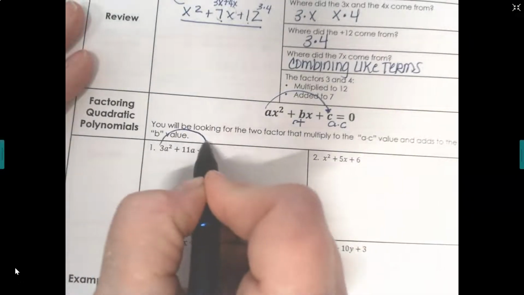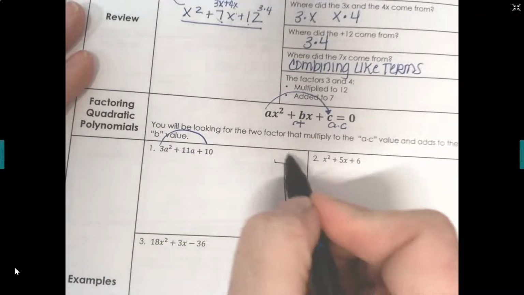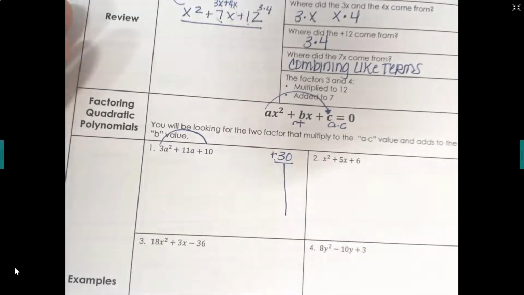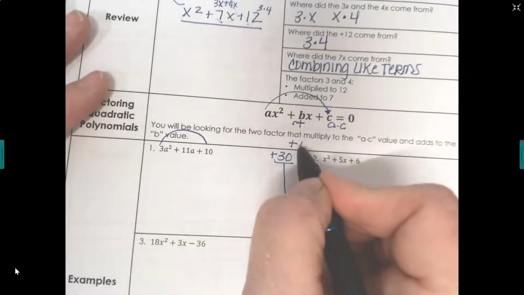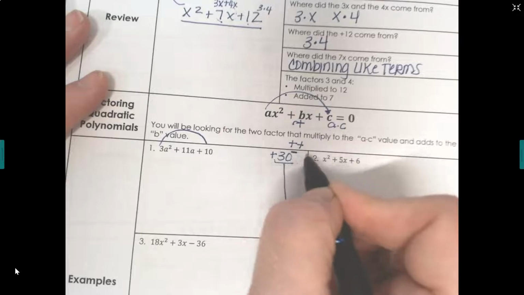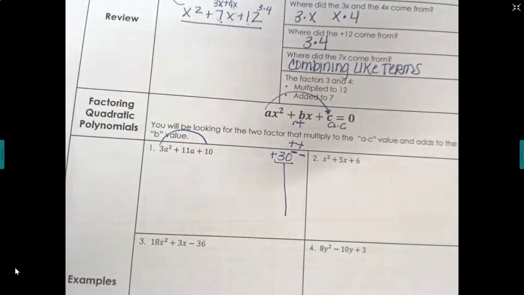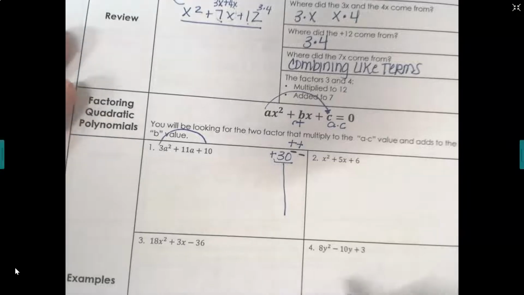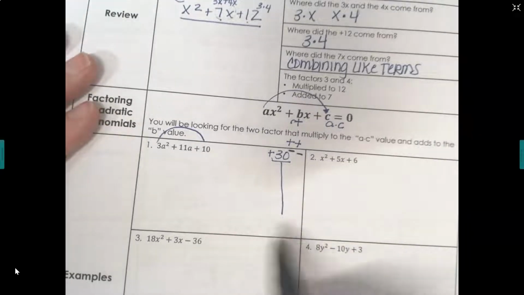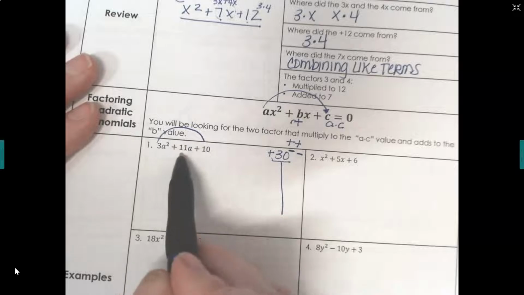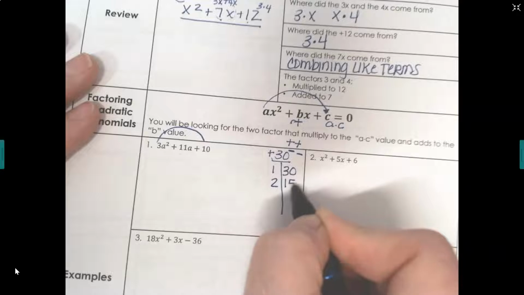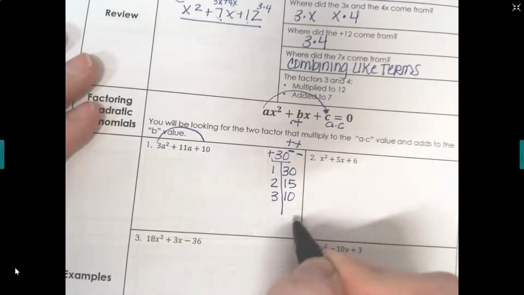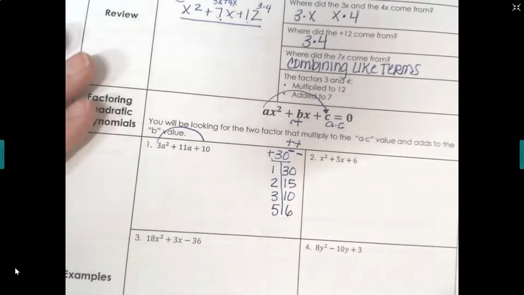All right, so let's give this a try. If I multiply a times c, that's 3 times 10, I get 30, and this is a positive 30. The only way to get a positive number through multiplication is multiplying two positive numbers, or multiplying two negative numbers. So we're going to look through this and decide which these have to be. We're going to make a list of all the factors of 30 and see if we can come up with two that add together to give us 11. So I always go in order: 1 and 30, 2 and 15, 3 and 10. 4 does not go in, but 5 and 6 do go in.